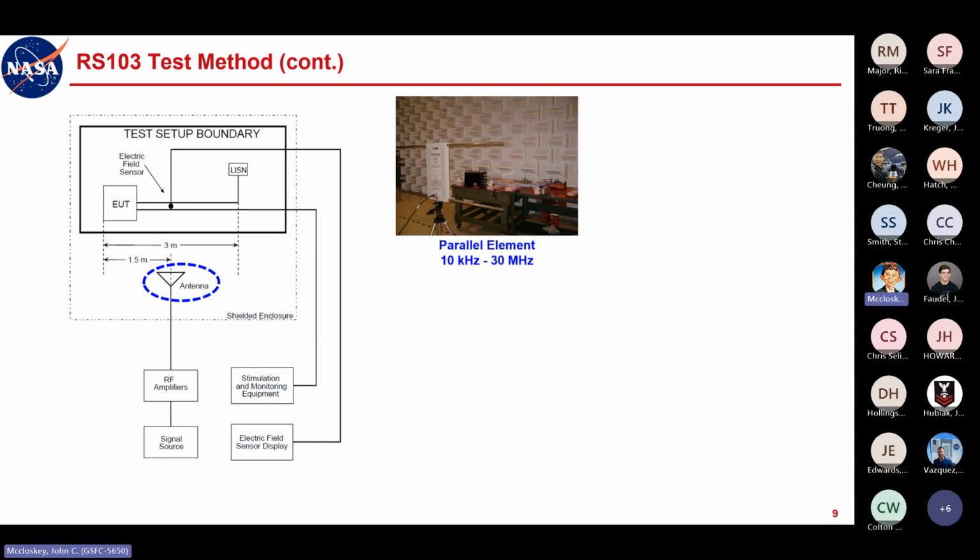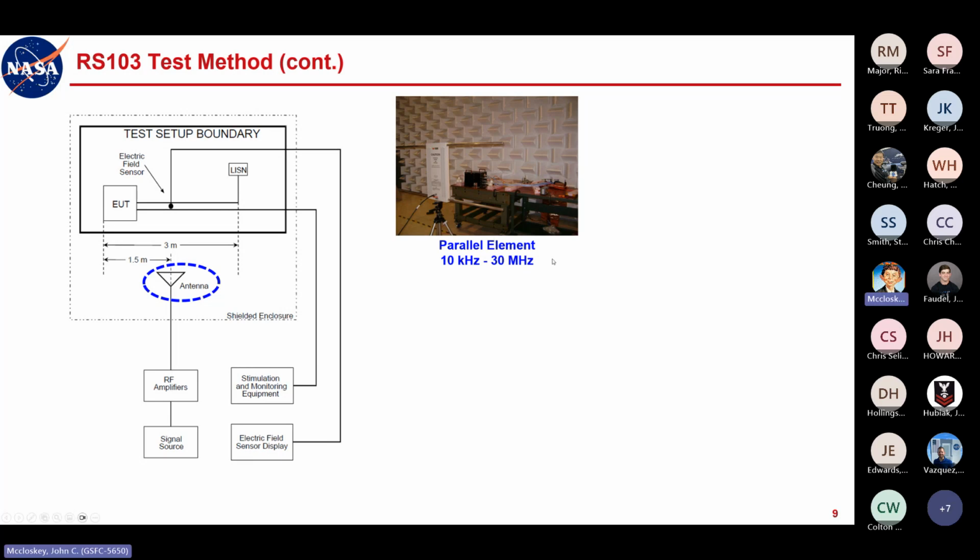So the different antennas, at least that we use at Goddard, different labs may use different antennas. This is less specified than RE102. RE102 identifies specific antennas to be used in the different frequency ranges. That's less specific here, but there are some antennas that do tend to be used rather consistently. So in the low frequency range, there's the parallel element.